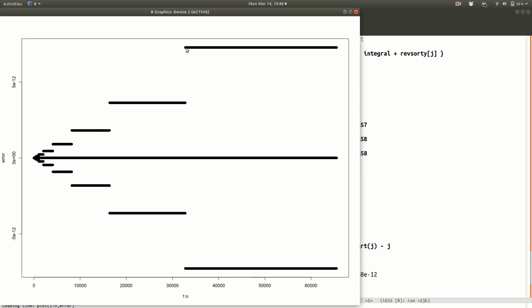So for the largest values of j, the size of the error is something like 7 times 10 to the minus 12. But for the smaller values of j, there's a smaller error. And in general, I think it grows roughly linearly with j.